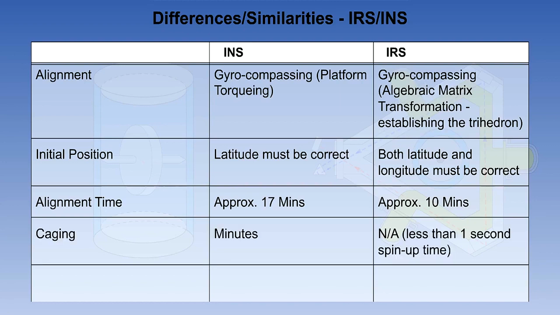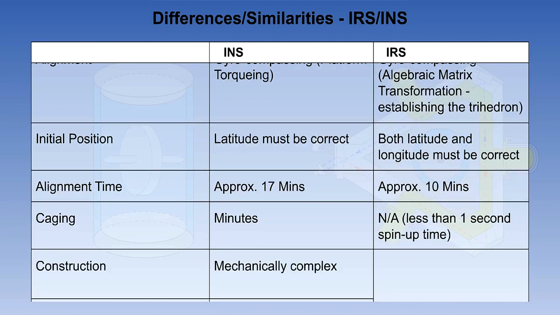One of the reasons for the shorter alignment of IRS is that mechanical caging of tuned rotor gyros during startup takes about 3 minutes. No caging is required for the ring laser gyro and typically the lasers fire up in less than a second. The construction of the INS platform servos is mechanically complex.